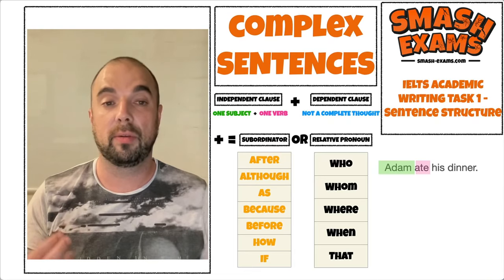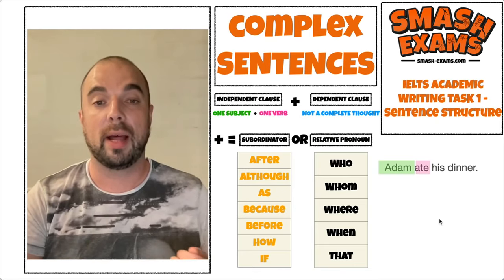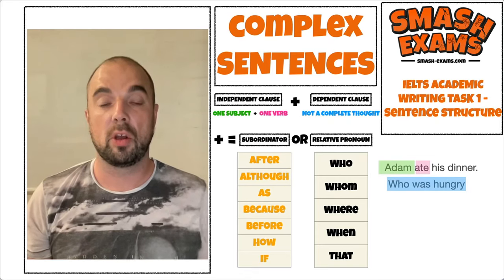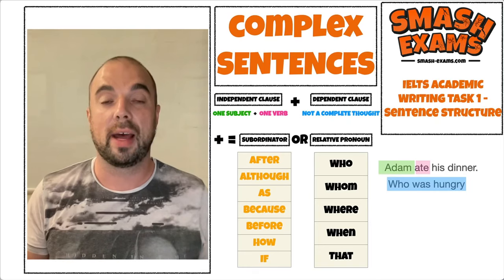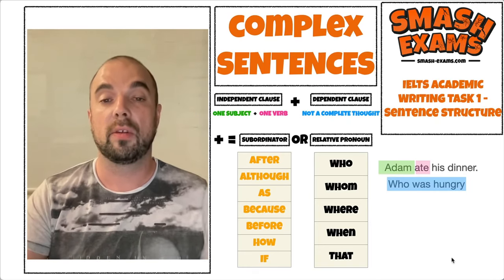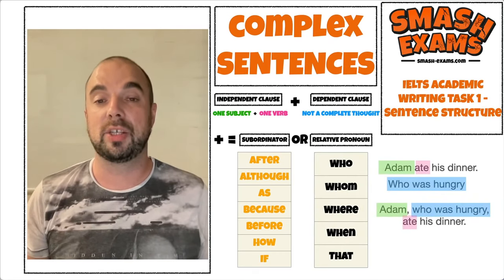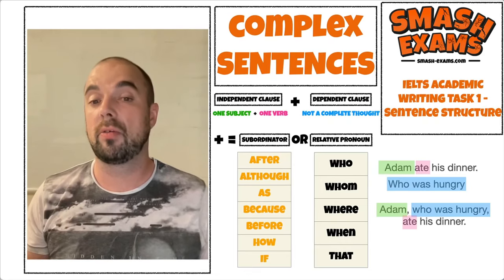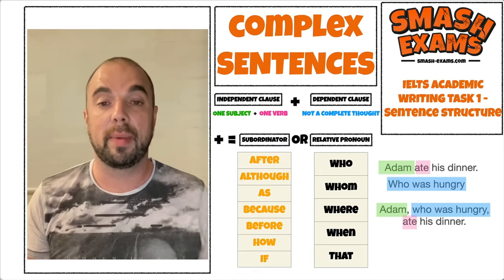So for example, we use the independent clause, Adam ate his dinner, and we will add a dependent clause, which is who was hungry. Who was hungry is not a complete sentence. It doesn't make sense on its own, and it's not a full thought. Okay, so it's a dependent clause. So the way we do this is we add it as extra information with the relative pronoun. So it now says: Adam, who was hungry, ate his dinner. And now the sentence is a complex one that makes sense.